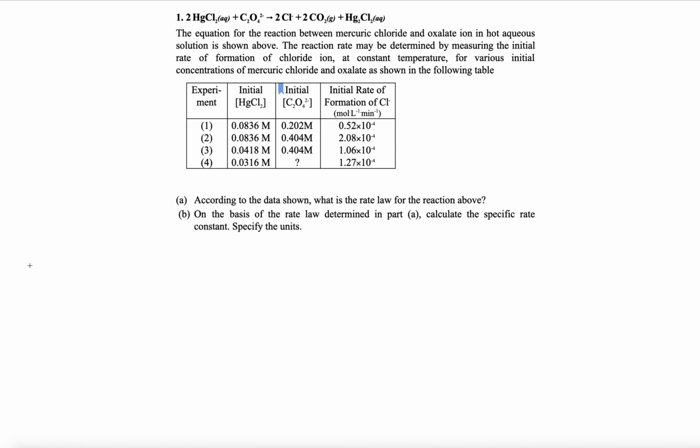So let's start with letter A. So first of all, let's just examine the problem. So they have our balanced equation up here, which is very important when we're going about our problems. And it's a reaction between mercuric chloride and oxalate ion in hot aqueous solutions. It says the reactant rate may be determined by measuring the initial rate of formation of chloride ion at constant temperature. So that's what we have over here, initial rate of formation of Cl-.